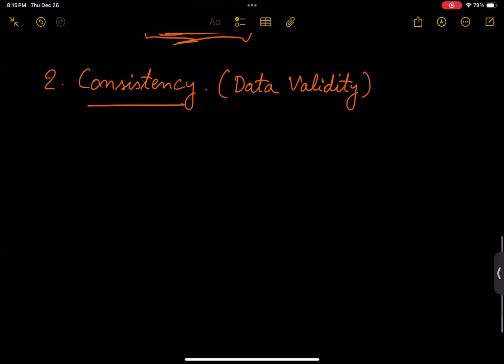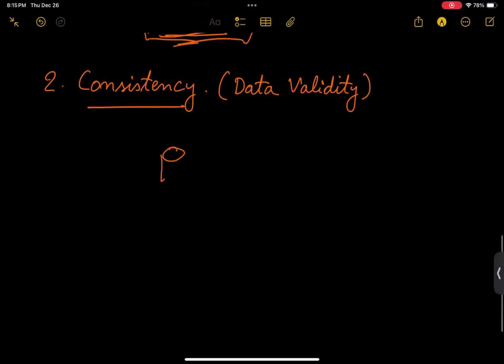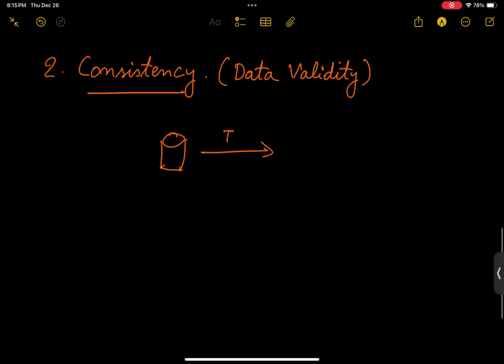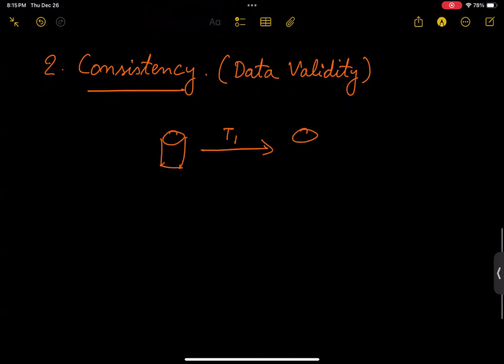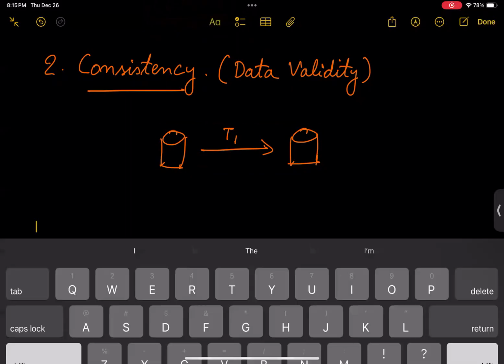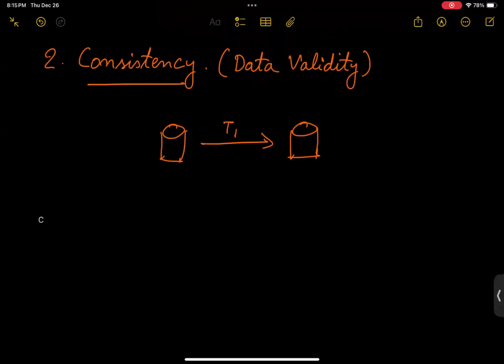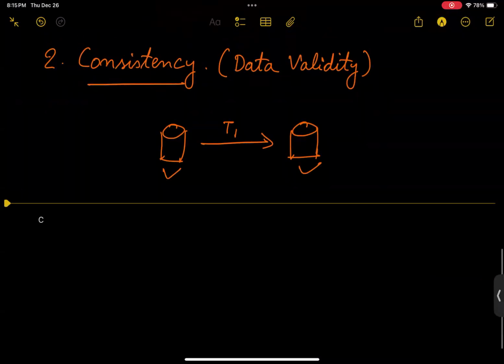So there is a database and there is this transaction happening, T1. What it means is that after the transaction is completed, these two states have to be valid. This has to be a valid state.